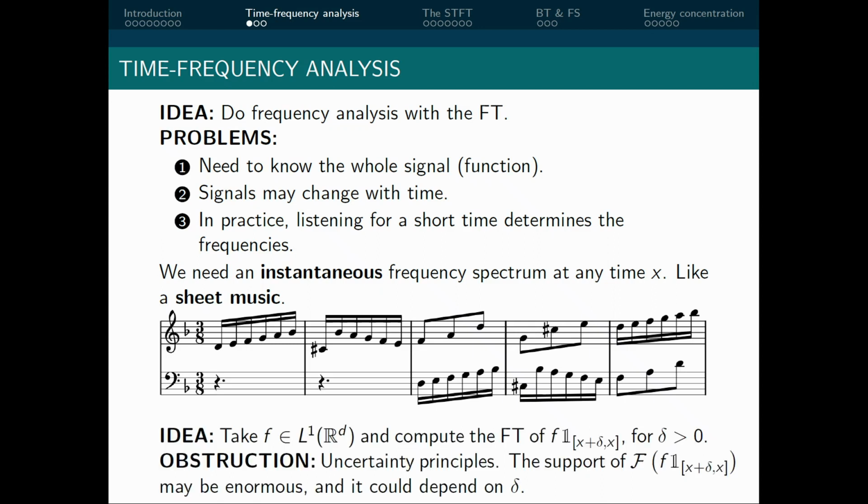The most intuitive, or most naive, idea would be to take the signal you're looking at close to a point x in time, and take the Fourier transform. So you take a small delta here, and then you compute the Fourier transform of f times this characteristic function. But there is a problem with that, and it comes in the form of the uncertainty principle. Basically, if you do that, you're screwed. That's what it says.